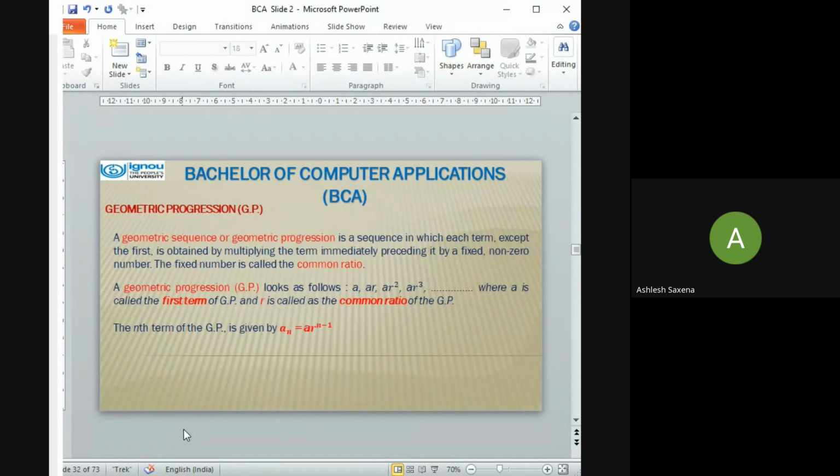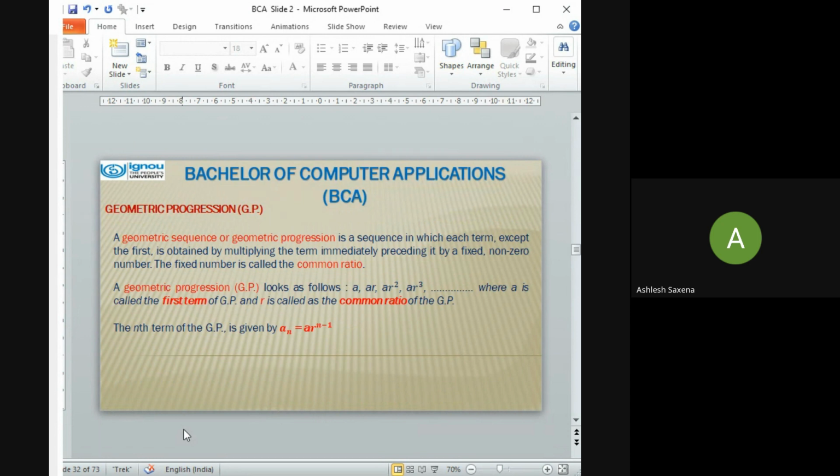Now we move to the next part. That is geometric progression. Progressions are of various types, but basically we have arithmetic progression, geometric progression, and harmonic progression. Now the second thing is geometric progression.